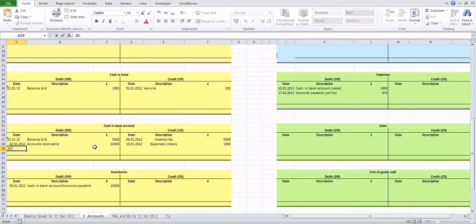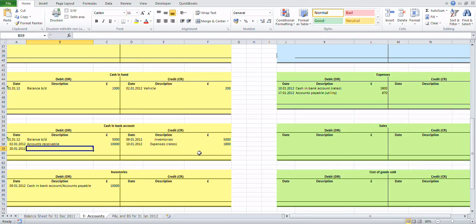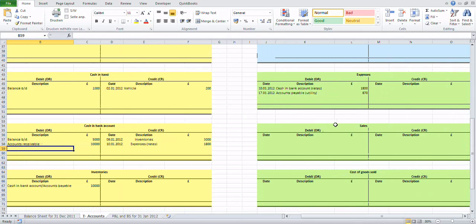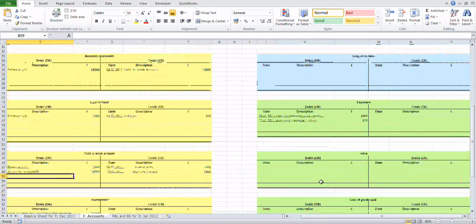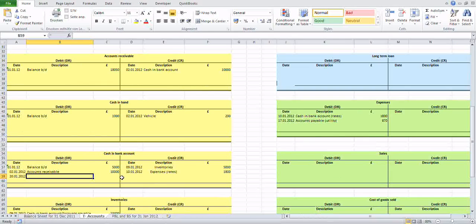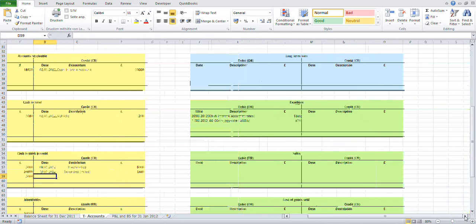So the 20th of January 2012. Now what is the opposing account? Let's check quickly. There is a capital account which we have not used yet, the long-term loan. This would be the opposing account. Long-term loan of £5,000. Of course, we need to pay this back eventually.